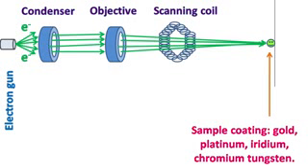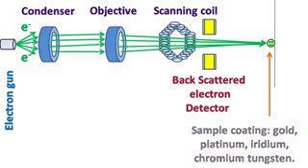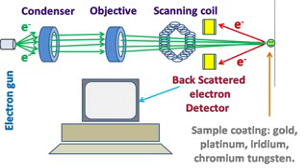The specimen is coated with heavy metals like gold, platinum, iridium, chromium, and tungsten. The presence of these heavy metals on the surface allows the electrons to be scattered. The scattered electrons are detected by an electron detector, and finally information about the surface of the specimen is obtained on the computer.